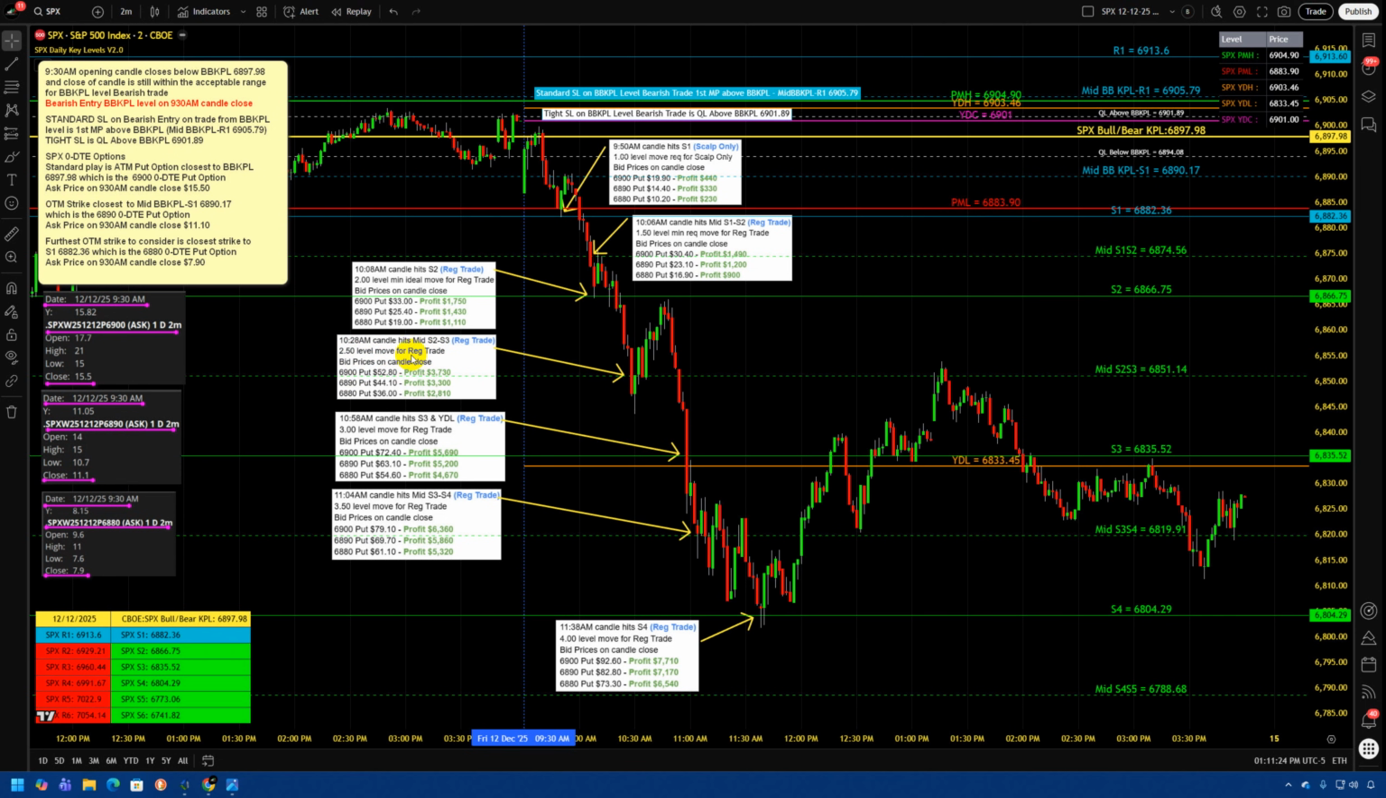2.5 level move. Again, this was a 2 level move. Going back to this level we're taking the trade from: 1 level move, 1.5 level move, 2 level move, now 2.5 level move. The 6900 put is now 52.80 on this candle close on the bid price. Profit $3,730 per option. The 68.90 is 44.10. Profit $3,300 per option. The 68.80 is $36.